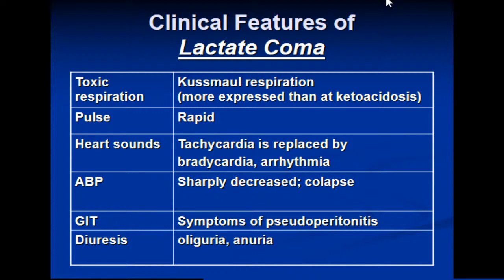Kussmaul respiration more expressed than in ketoacidosis. Pulse frequent. Heart sounds: tachycardia is replaced by bradycardia and arrhythmias. Arterial blood pressure sharply decreased and collapse and shock. GIT: symptoms of pseudoperitonitis. Diuresis: oliguria and anuria.